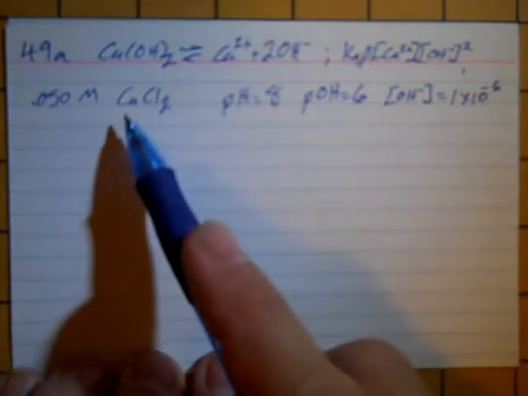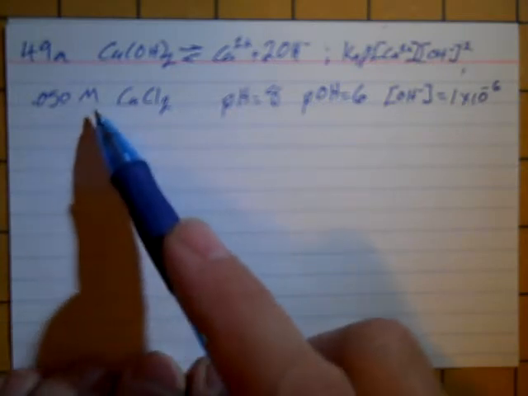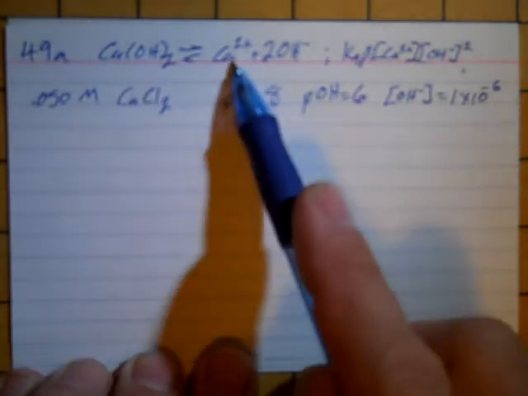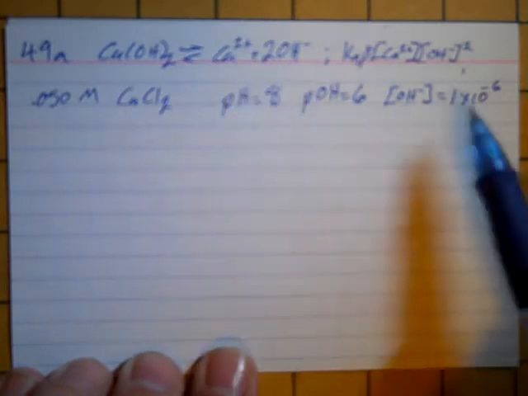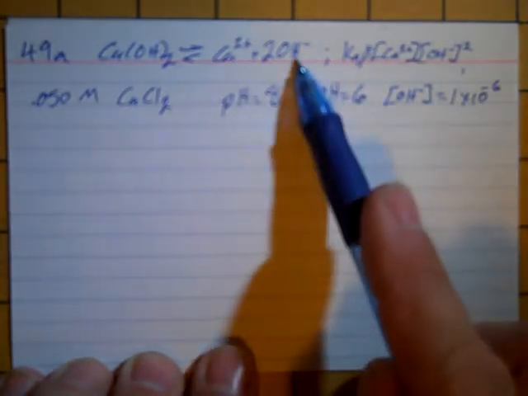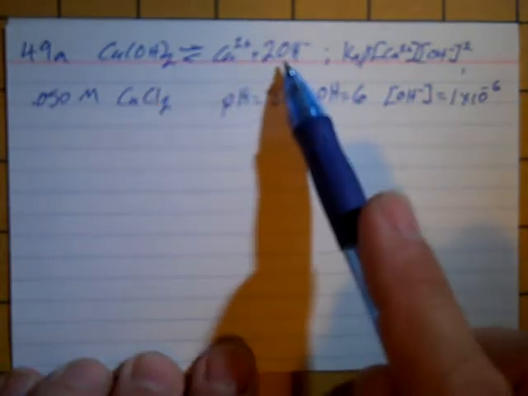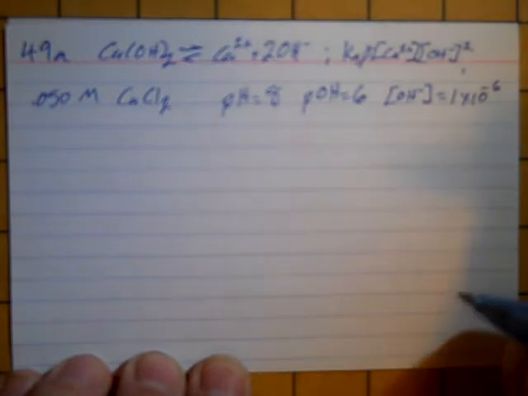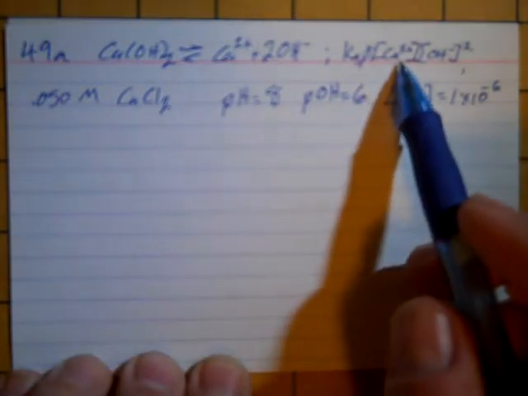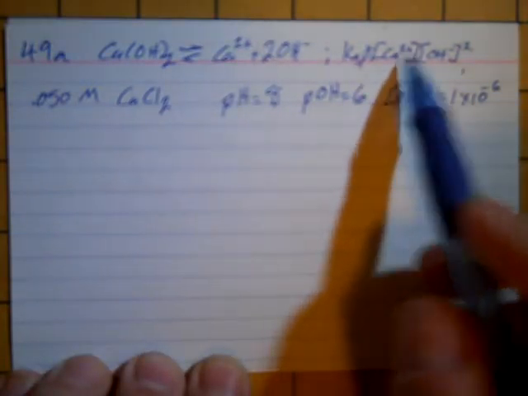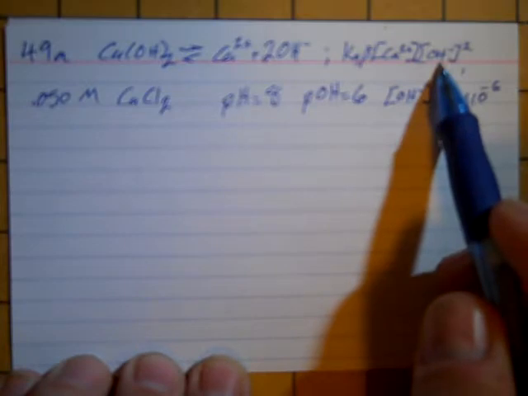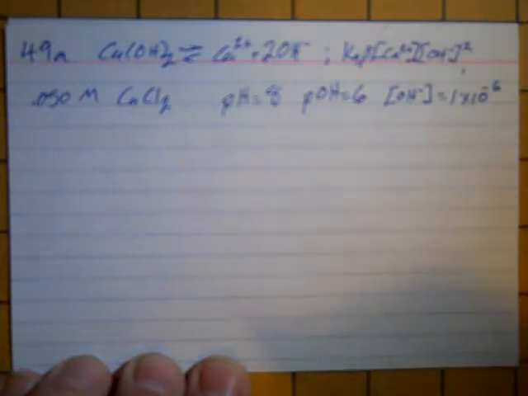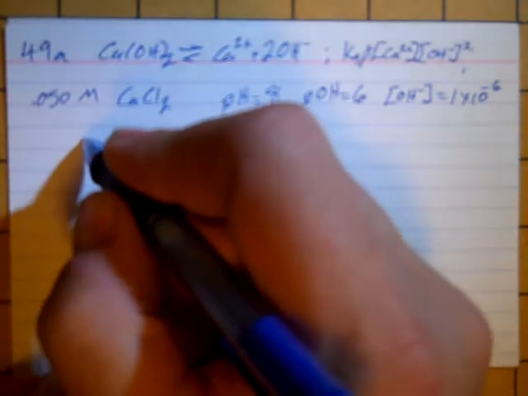So the question is, with this much calcium, 0.050, calcium ions, and this much hydroxide ions, will a precipitate form? Will it back up and make the solid? We know that our Ksp expression is the concentration of calcium ions times the concentration of hydroxide ions squared. So we need to just put these in.